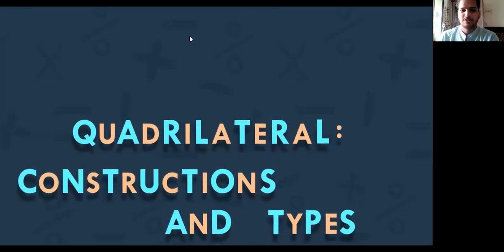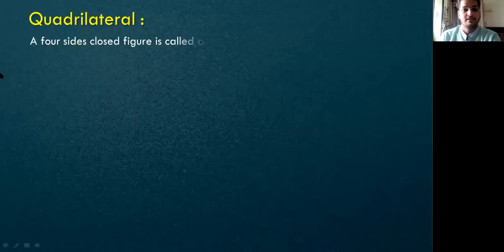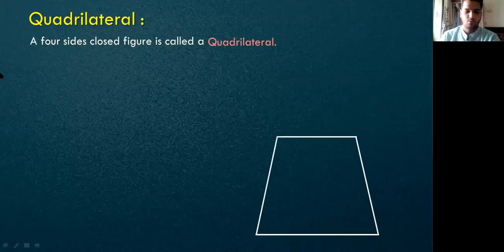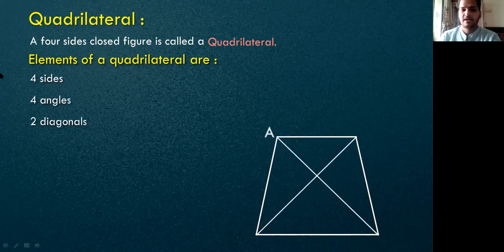Today we are going to start with chapter number 8, quadrilateral and its types, right? So first of all we are going to understand the concept of a quadrilateral. What is a quadrilateral? Quadrilateral is a four-sided closed figure. I'll repeat, quadrilateral is a four-sided closed figure, right?